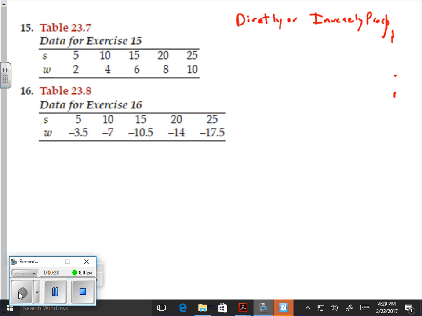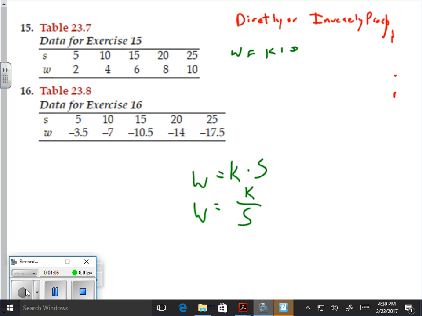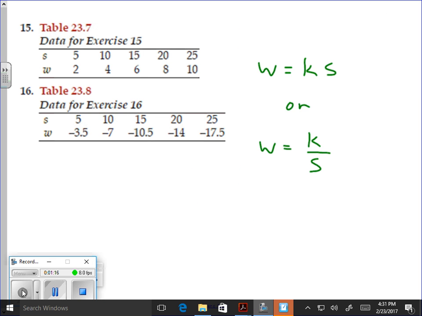If it's directly proportional, it ought to follow W equals K times S. And if it's inversely proportional, it ought to follow W equals K divided by S. And it ought to follow that pattern every single time. It ought to follow one of those two.